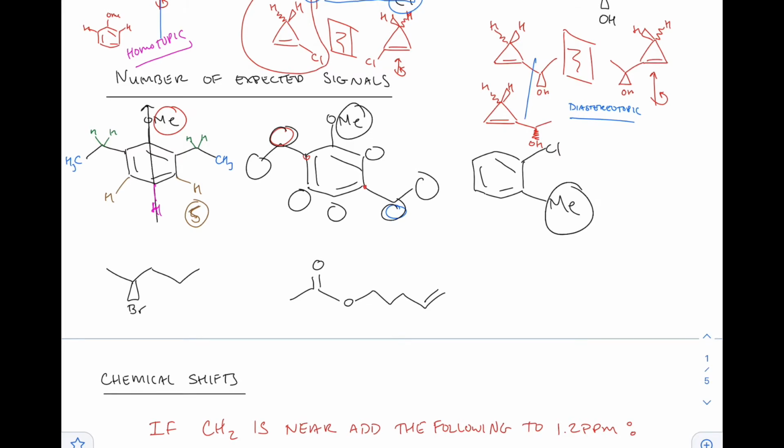So 1, 2, 3, 4, 5. That's the number of signals because we don't have that symmetry element. There are 2 substituents on here that are different, right? So we can't just slice it through here and have the same thing on either side, but we can again slice it in that plane right there. Okay.